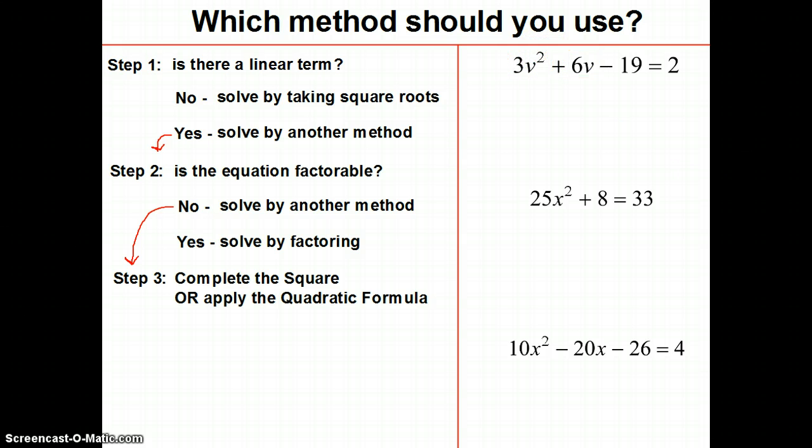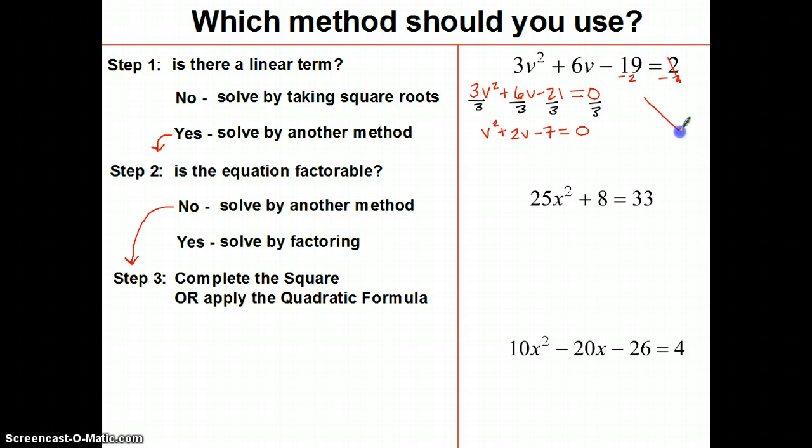Since there is a linear term, I move on to step 2 and I see whether or not it's factorable. So I subtract 2 from both sides to get a 0 on one side, and I have 3v squared plus 6v minus 21 equal to 0. Since everything has a 3 in common, I divide everything by 3. This helps my numbers be a little bit easier to work with. So I have v squared plus 2v minus 7 equals 0, and 0 divided by 3 is still 0.